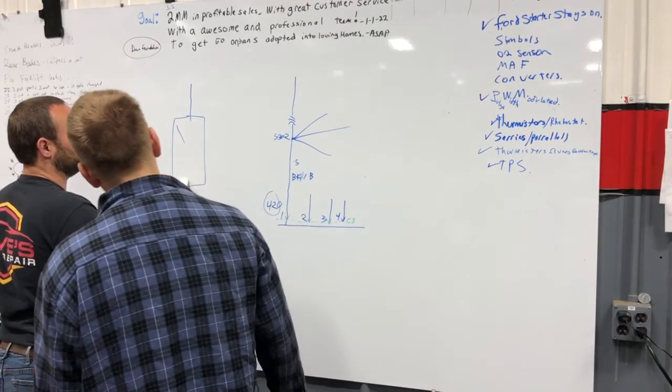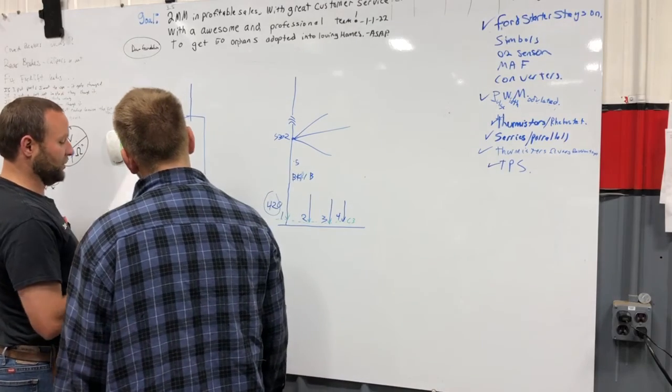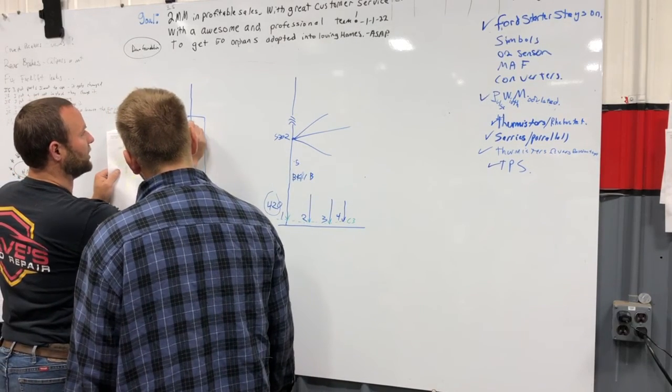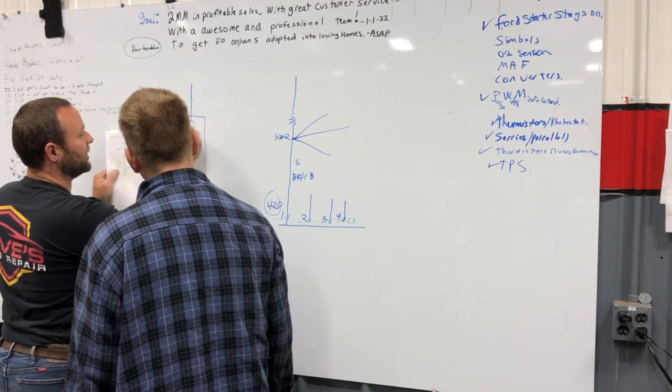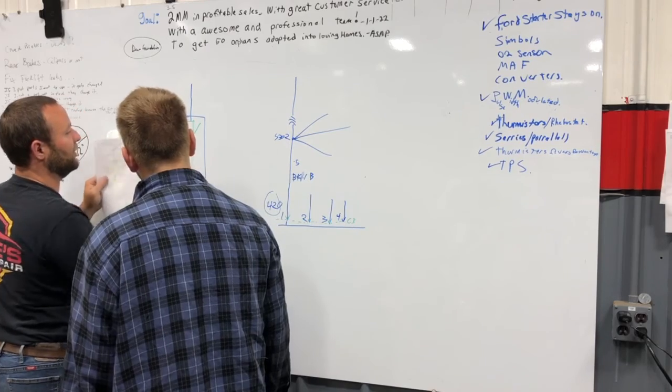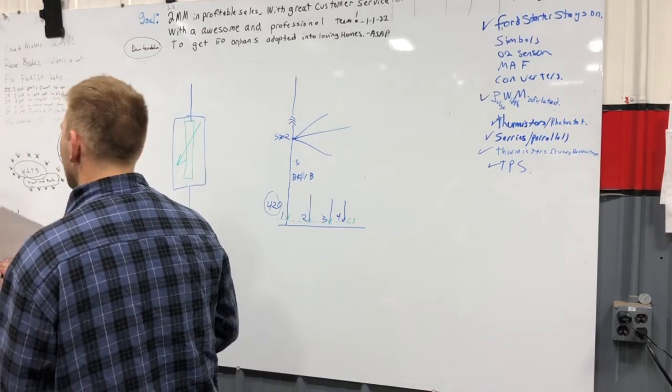So GM does it like this. Let's say we're on GM. They put a square box. They don't tell you that it's a resistor, but it is. Okay. And then into that. That's a GM.